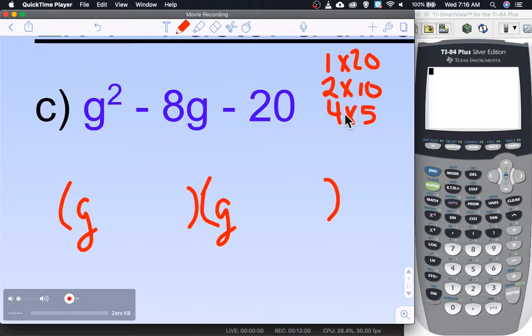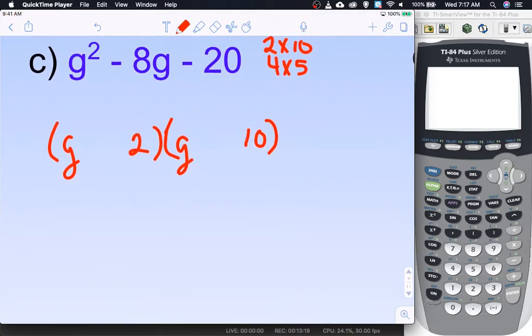So listing your factors like this also helps in determining what set to use. You can sometimes just see it. 2 times 10 is 20. 2 minus 10 is 8. It's going to be that one. 2, 10. Now we've got to get our signs right.